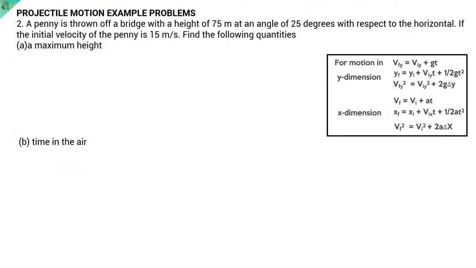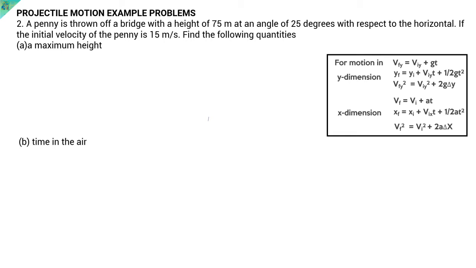Okay, we'll now proceed with our final example problem. For this one, our question goes like this. There's a penny which is thrown off a bridge with a height of 75 meters at an angle of 25 degrees with respect to the horizontal. If the initial velocity of the penny is 15 meters per second, our question would be, what is the maximum height and what is the time in the air?